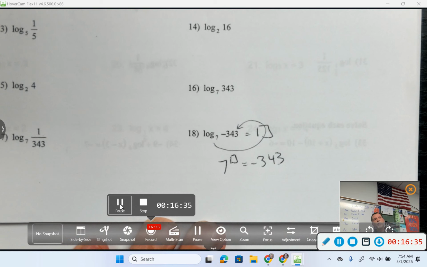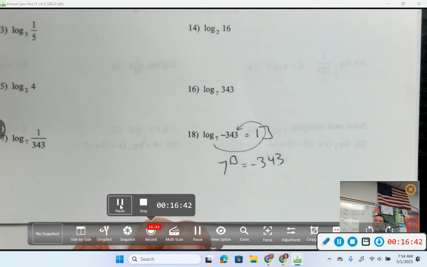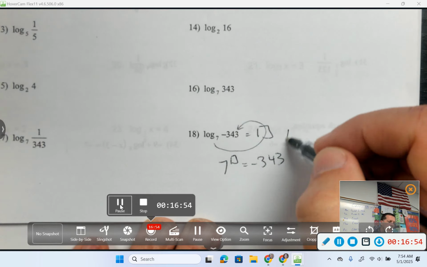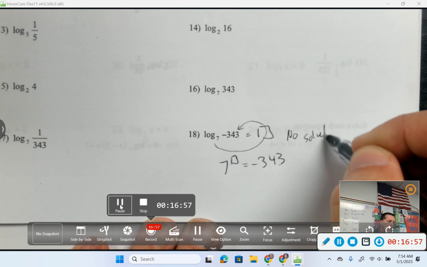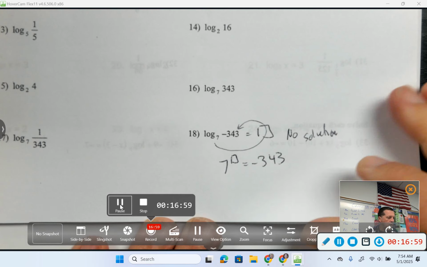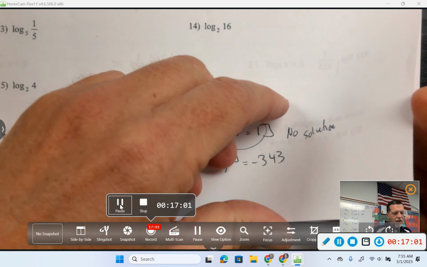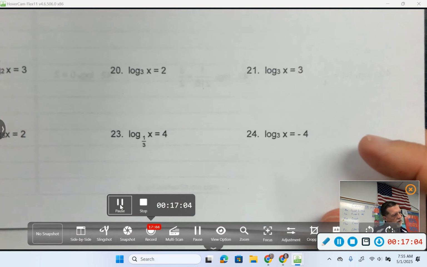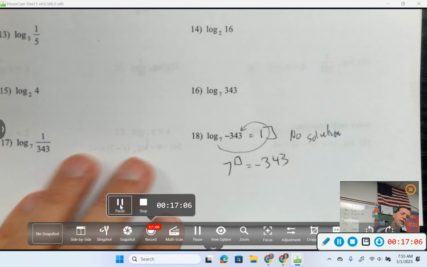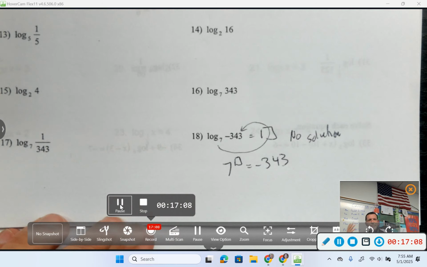Like, most of these you're probably not going to rewrite as exponents. You're just going to do the fishhook in your head and figure out what the answer is. But when you get to tricky ones, that's when it's maybe worthwhile slowing down. 7 to what equals negative 343? That doesn't work. Can the base be negative, like 7? No, it shouldn't be. Are there any that are like that? No. Okay. Yeah. The base can't ever be negative.